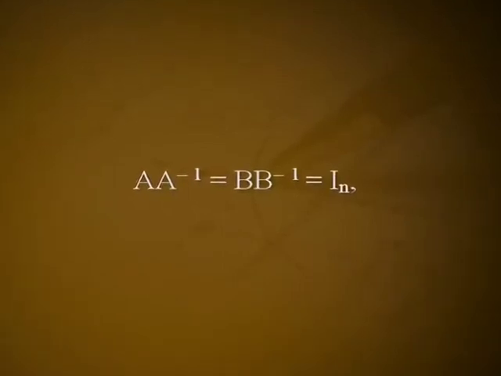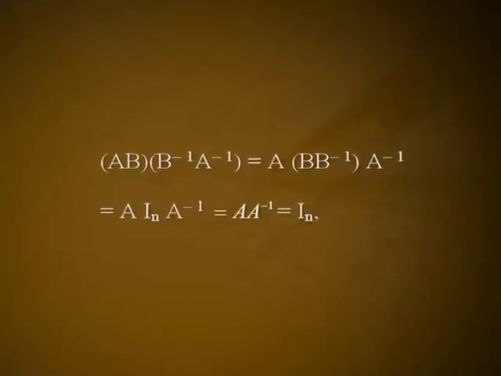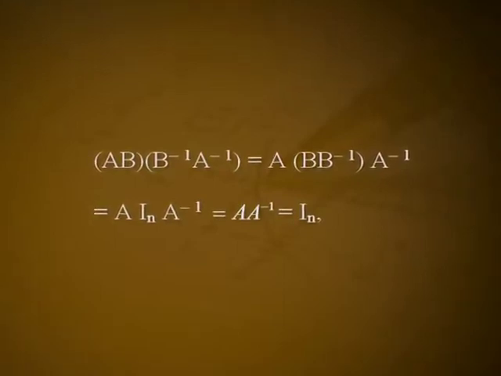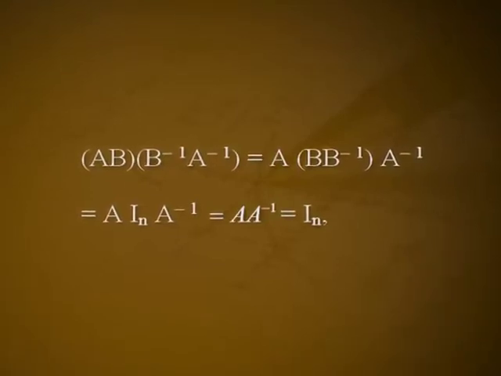Let A, B belong to S. Then A and B are invertible matrices of order n, and A inverse and B inverse exist and are in S, and also A inverse equals B inverse equals In, where In is the n by n identity matrix. Then AB into B inverse A inverse is equal to A into B inverse into A inverse, which equals A into A inverse, which equals In. So AB is invertible and consequently AB belongs to S, showing that matrix multiplication is an operation on S.